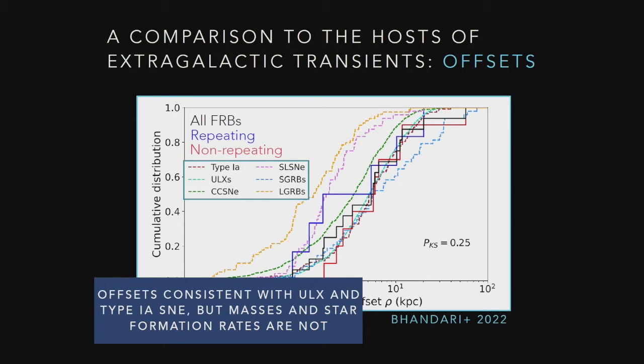And what we find from this initial sample is that FRB offsets are most consistent with those of type 1a supernovae and ultraluminous X-ray sources. So for those who are not familiar, ULX sources were suggested as a possible FRB progenitor in light of the observed periodicity from a couple of events. So despite this consistency in offsets, the host galaxies of both type 1a supernovae and ULX sources tend to be both more massive and star-forming than those of FRB hosts. So this consistency really doesn't hold up across the board.